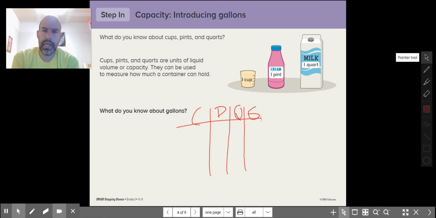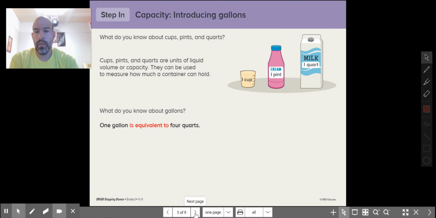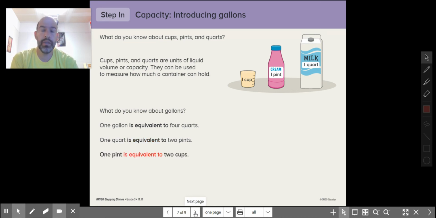Just a quick side note. Remember, you can pause this video anytime you want to have these discussions, and that way you don't have to necessarily go at the same pace that I'm filming the video, okay? 1 gallon is equivalent to 4 quarts. 1 quart is equivalent to 2 pints. 1 pint is equivalent to 2 cups.